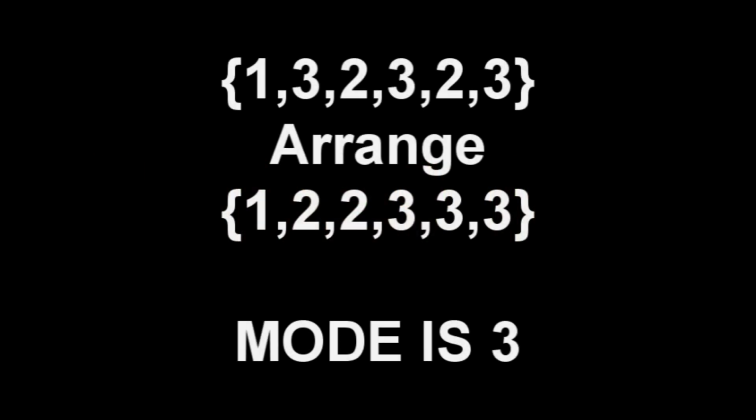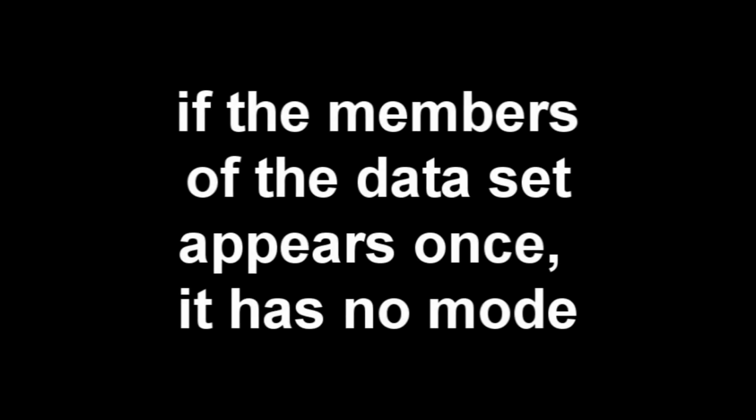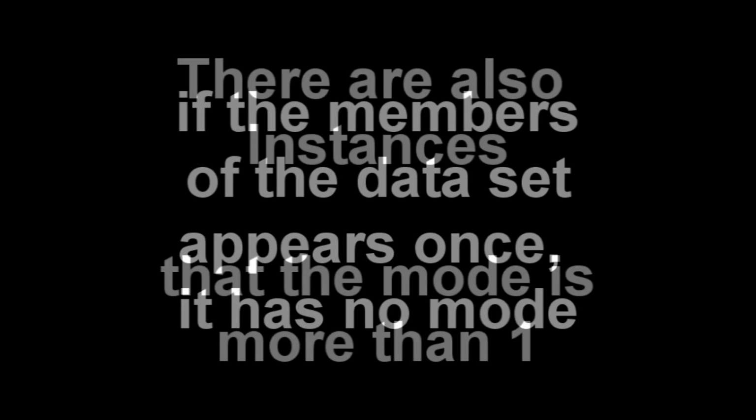What if you have this dataset? This set has 6 members, but some of the values are repeated. If we arrange them, you can see that there is one 1, two 2s, and three 3s. Three occurs most often, most frequently, so the mode now is 3. As I mentioned, if every member of the dataset appears only once, it has no mode.